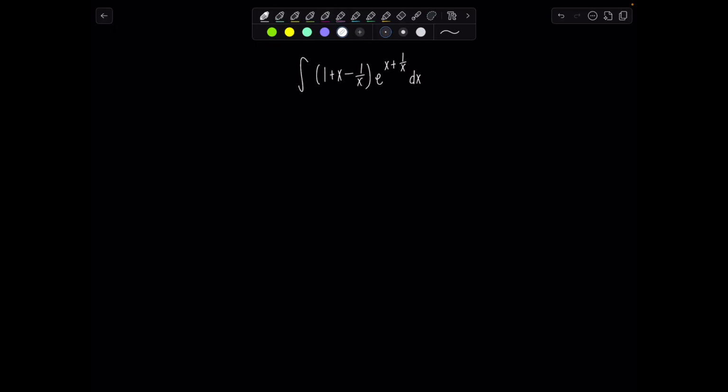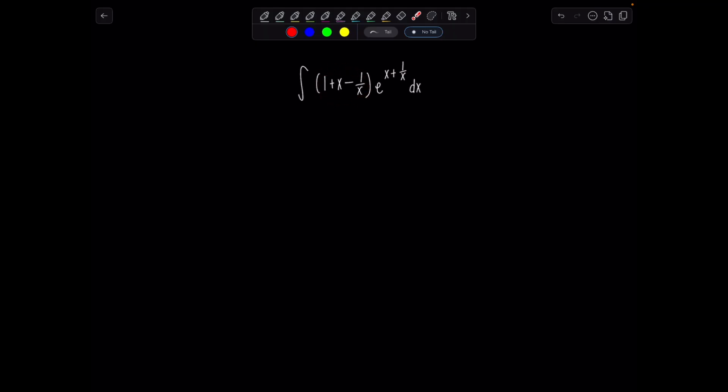So pause the video if you want to try it on your own. I'll just give you a little hint that it doesn't require anything more than integration by parts. Did I give too much away? I don't know, maybe.